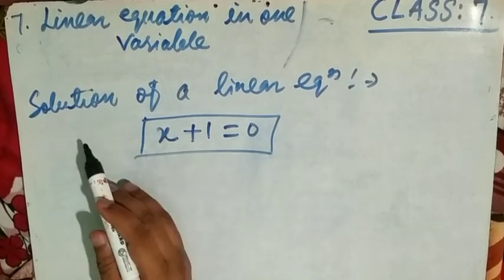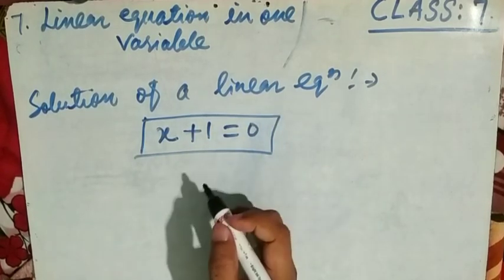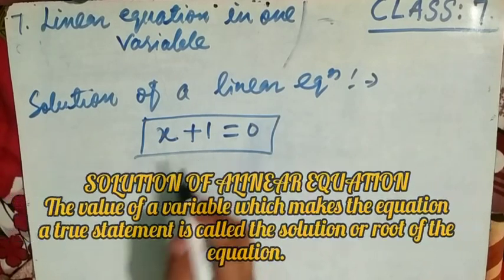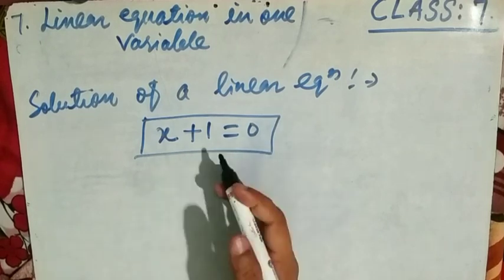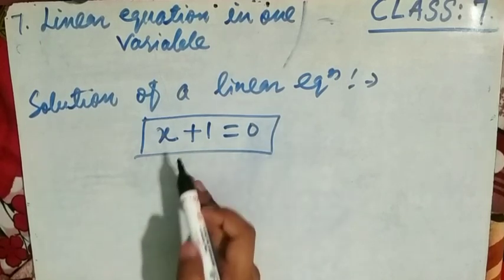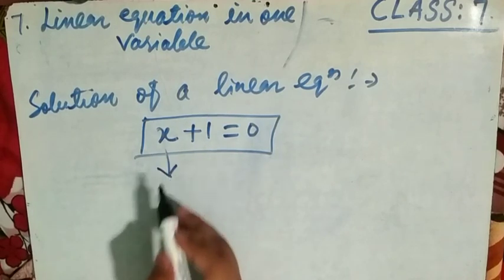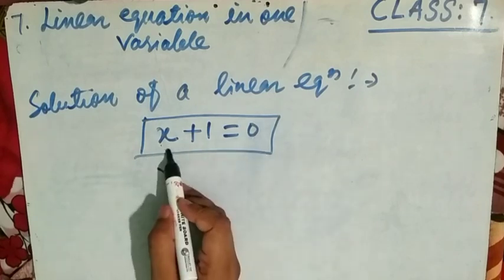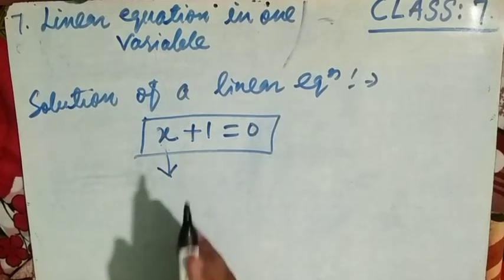It is called the solution of a linear equation. Hence we can say the value of variables which makes the equation a true statement is called the solution or the root of the equation. It means the value of x which satisfies this equation, meaning left hand side is equal to right hand side, is called the solution of a linear equation. I hope you will be clear.